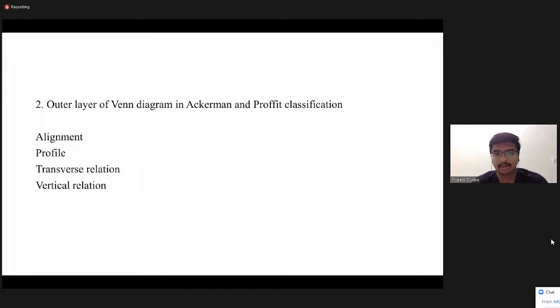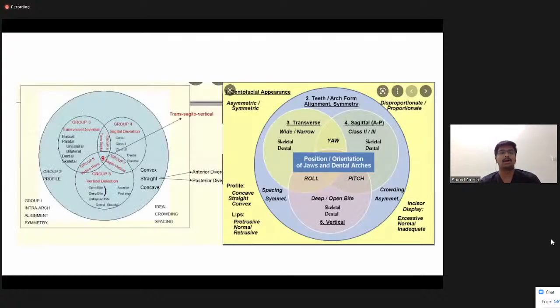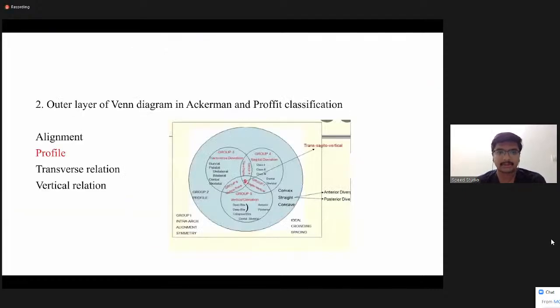On accounting for the various drawbacks that the Angle classification has seen, Ackermann and Proffit have given a more complex type of classification which includes all the types of deviations in the transverse, sagittal, vertical, different types of malocclusions involving the face, and the crowding and spacing and the interarch relationships. Everything has been covered in this. But this also suffered from drawbacks, as it is very cumbersome to understand and to communicate with fellow dentists. So there are two types of question here. The question is the outer layer of the Venn diagram in the Ackermann-Proffit classification.